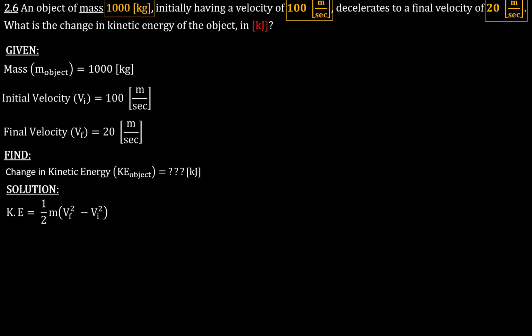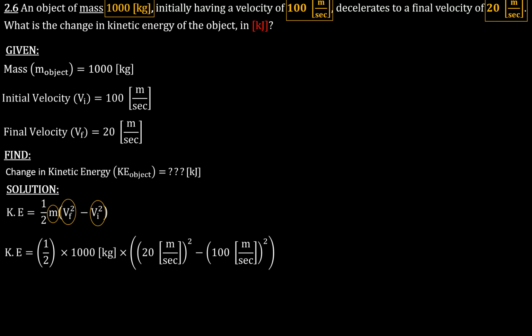So let's do the solution. We write down the kinetic energy equation, one half m times the change in velocity squared. The mass is given to us, the final velocity is given to us, and the initial velocity is given to us.